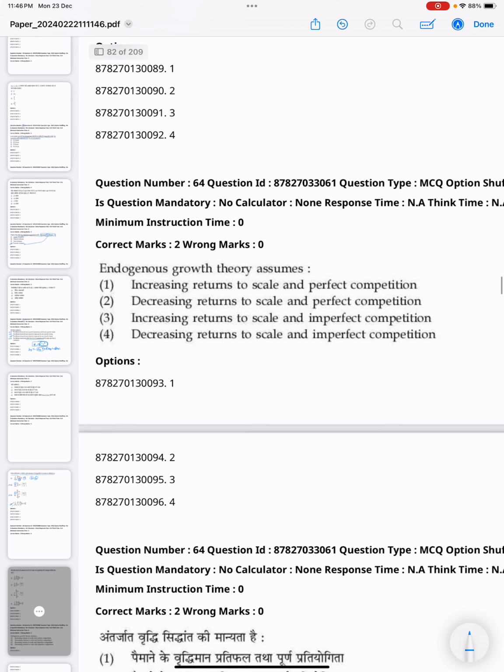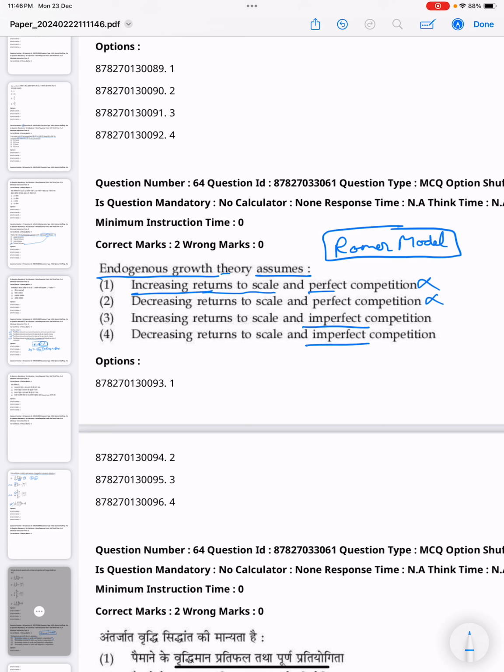Okay, endogenous growth theory. So if they are talking about the Romer model, which is an example of endogenous growth theory, it assumes increasing returns. Yes. Perfect competition, no. They don't assume perfect competition. They assume that there is imperfect competition, and they assume there are increasing returns to scale. That is why one of the factor inputs is paid more than its contribution.